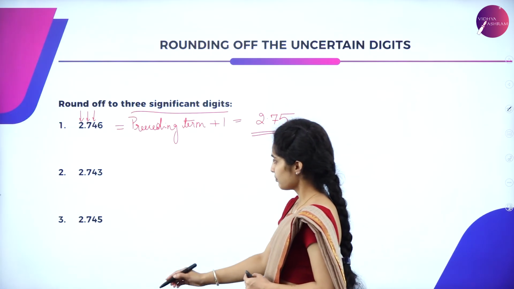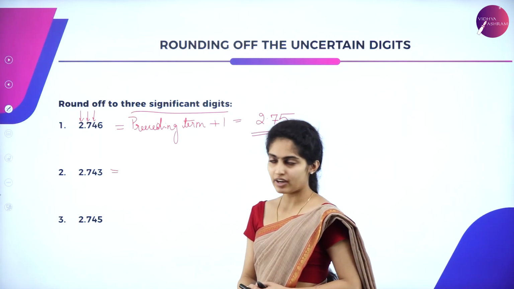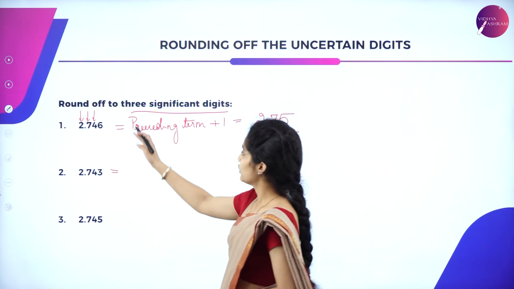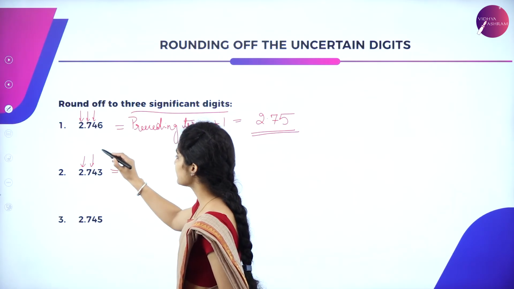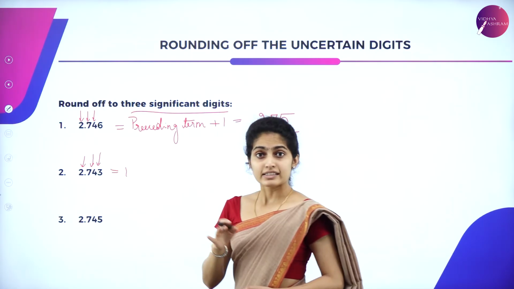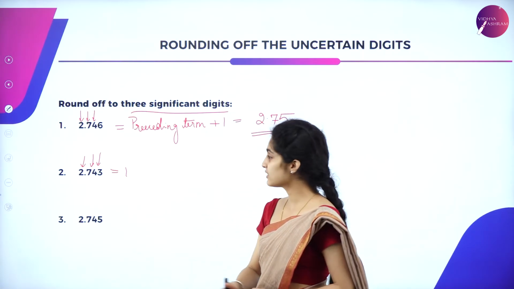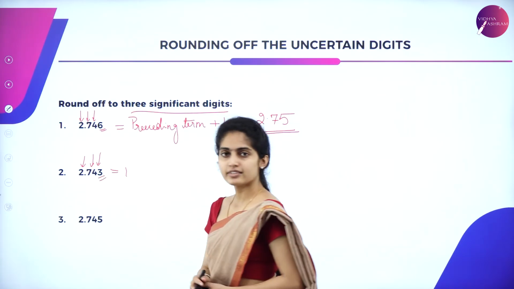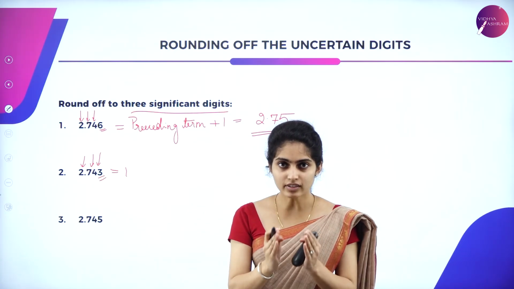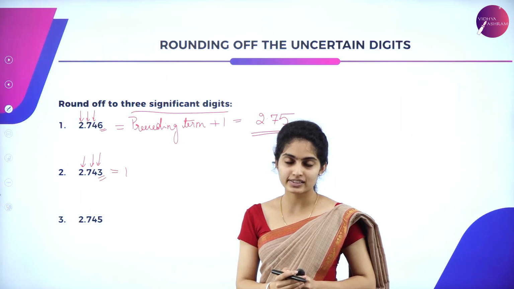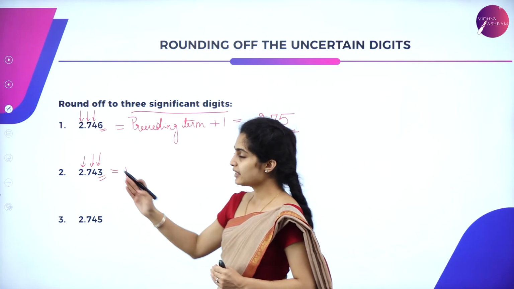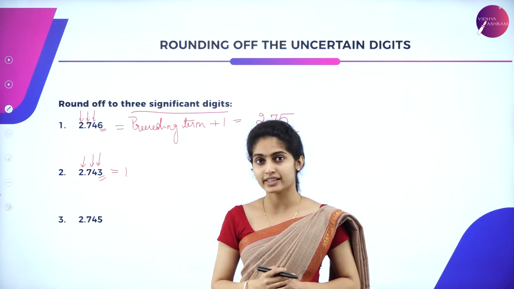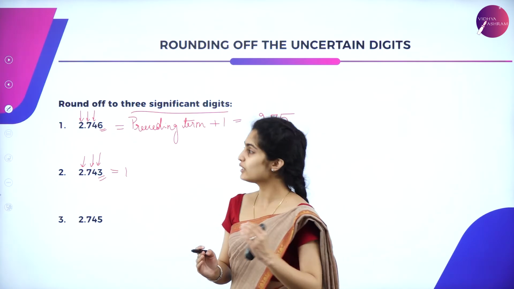Okay. So how will you go with the second one? That is 2.743. Again, you have to round up the figure to 3 significant figures. Likewise, here we are considering 3. So again, 5 is the standard number which we are considering while rounding off. So the 3 is lesser than the standard number. What is the standard number which we are considering? It is 5. So 3 is lesser than 5.